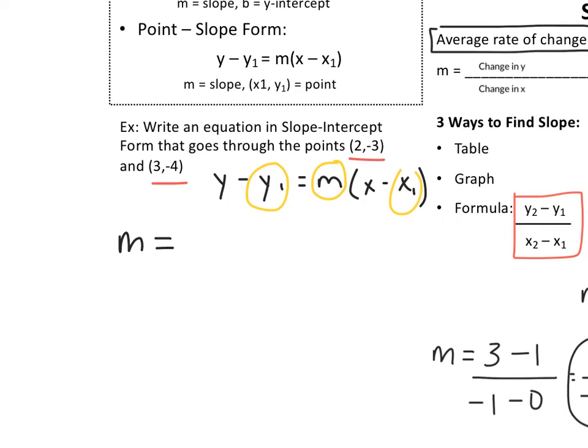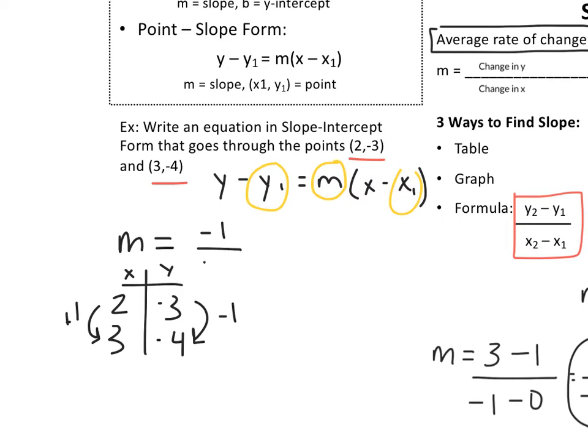So I'm going to do it in table form. I'm going to do our x, y. I'm going to set up my points here, (2, -3) and (3, -4). And then you need to find the change. How do we get from -3 to -4? We go down 1. How do we get from 2 to 3? We go up 1. So your slope would be your change in y, -1, over your change in x, +1. So your slope is -1.